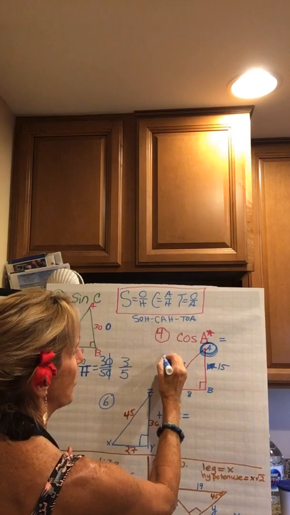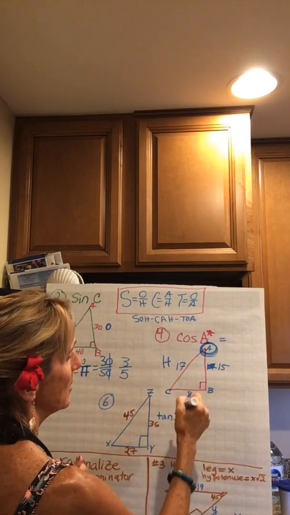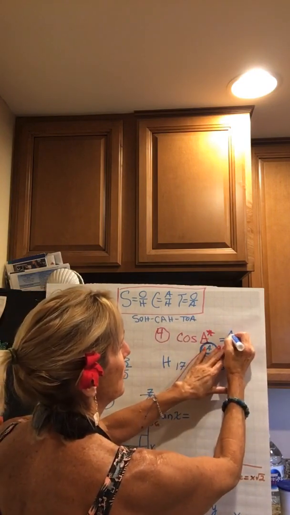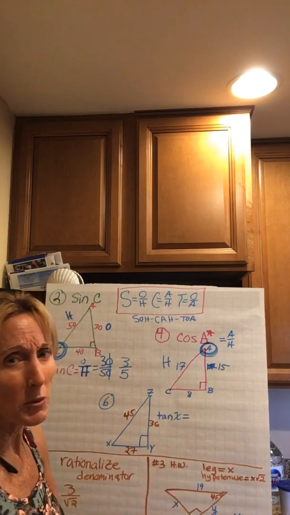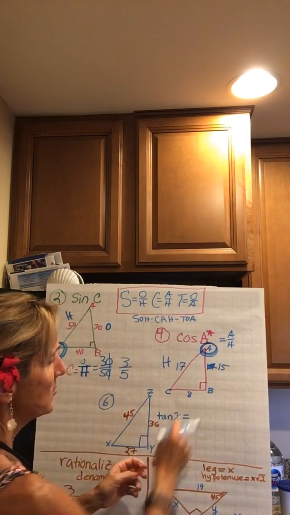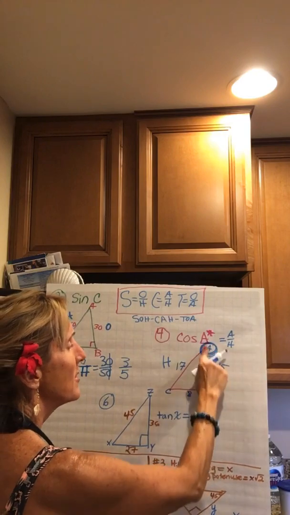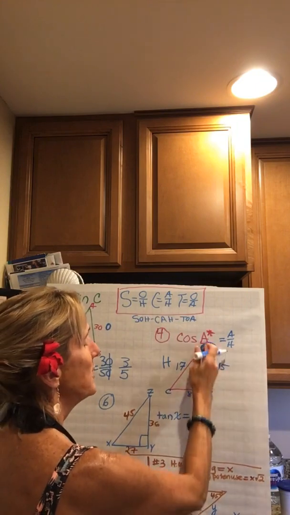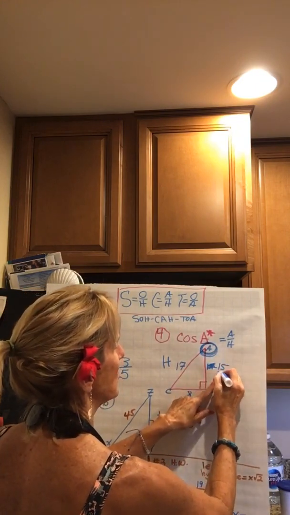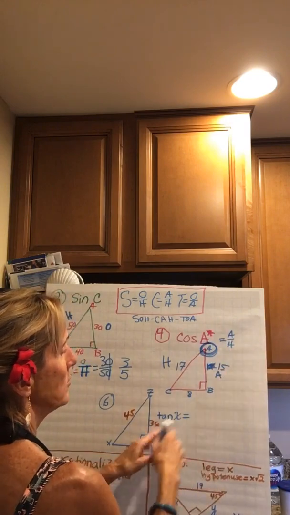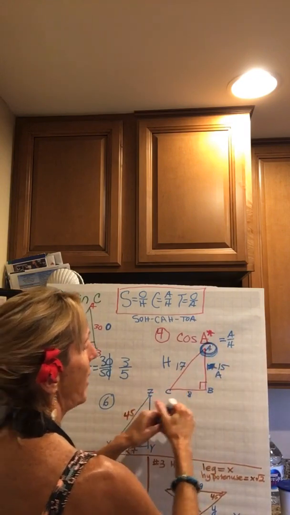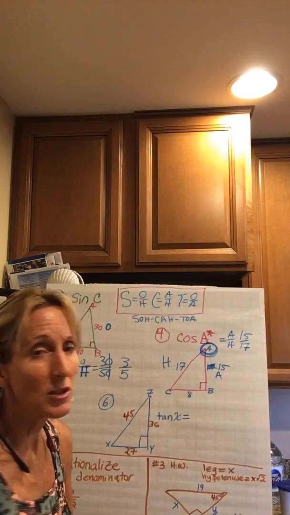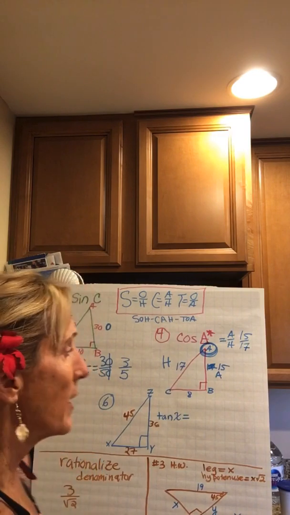Across from the 90 is your hypotenuse. And I'm looking for cosine. Cosine is adjacent over hypotenuse. So which side would be adjacent? Well, my adjacent side to angle A is this. The 8 is the opposite side. The 15 is the adjacent. So adjacent over hypotenuse is 15 over 17. I can't simplify that, so that's my answer right there.